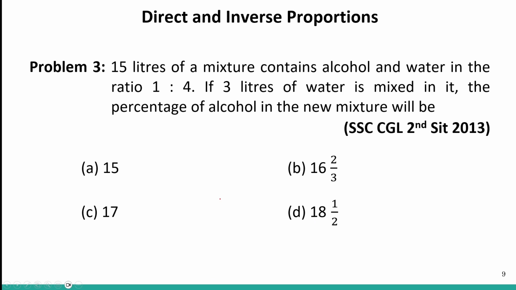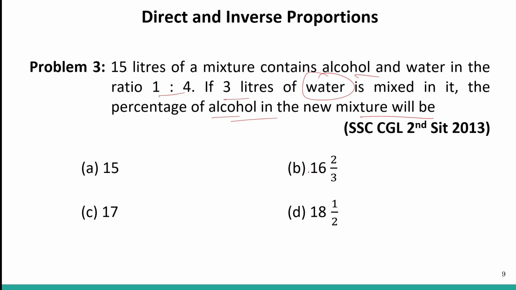So let's see problem number 3. It tells us that 15 liters of a mixture contains alcohol and water in the ratio 1:4. If 3 liters of water is mixed in it, then the percentage of alcohol in the new mixture will be what? This question appeared in SSC CGL second sitting 2013.